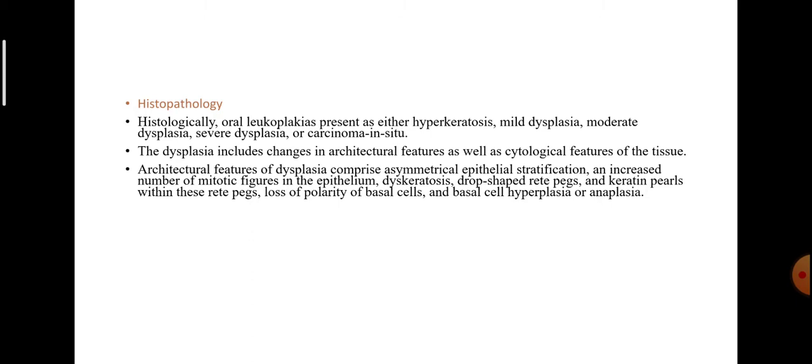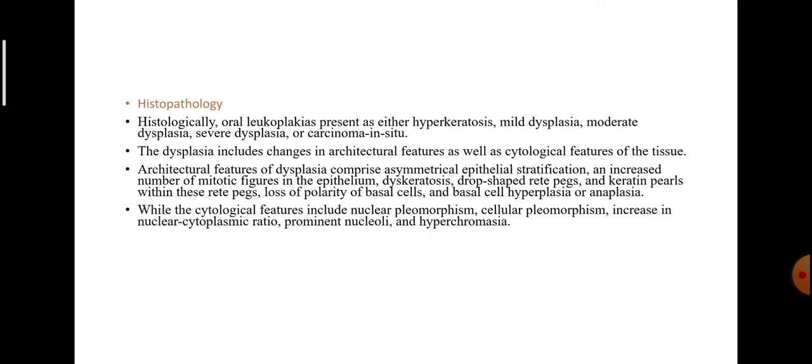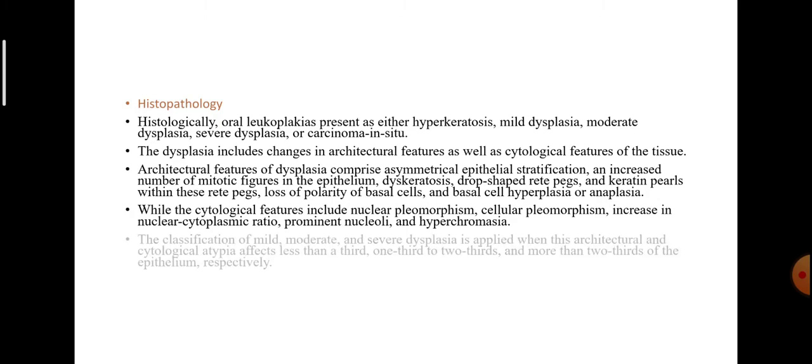Architectural features of dysplasia comprise asymmetrical epithelial stratification, an increased number of mitotic figures in the epithelium, dyskeratosis, drop-shaped rete pegs, and keratin pearls within these rete pegs, loss of polarity of basal cells, and basal cell hyperplasia or anaplasia. While the cytological features include nuclear pleomorphism, cellular pleomorphism, increase in nuclear cytoplasmic ratio, prominent nucleoli, and hyperchromasia.